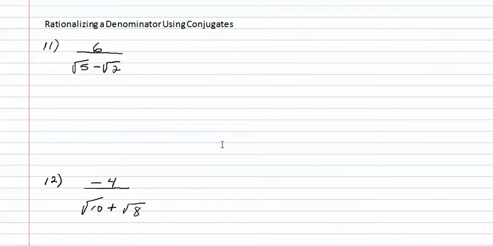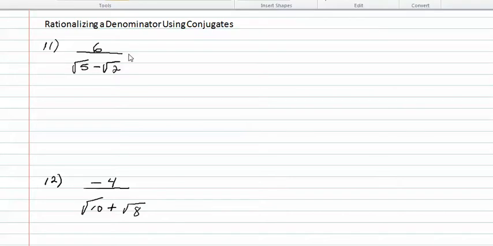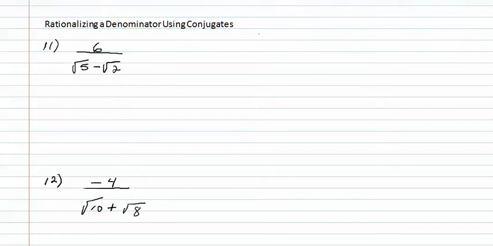Okay, and the next problem is rationalizing a denominator using the conjugate. That means we want to get rid of all the radicals in our denominator. And how you do that is you use the difference of squares formula. We have A plus B times A minus B is equal to A squared minus B squared, because that's the formula we're going to use.